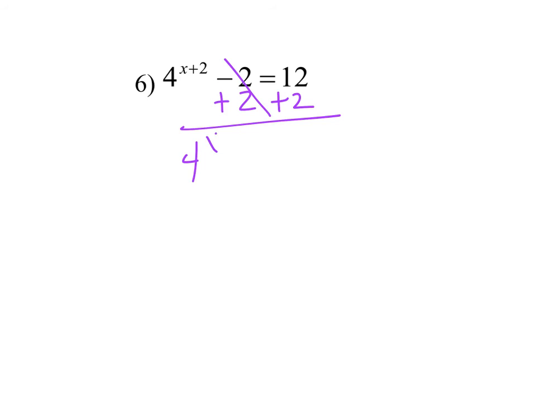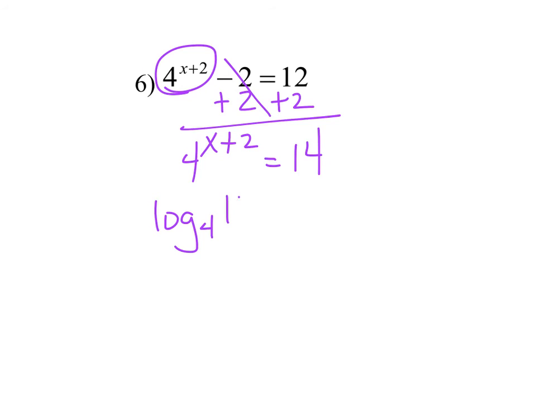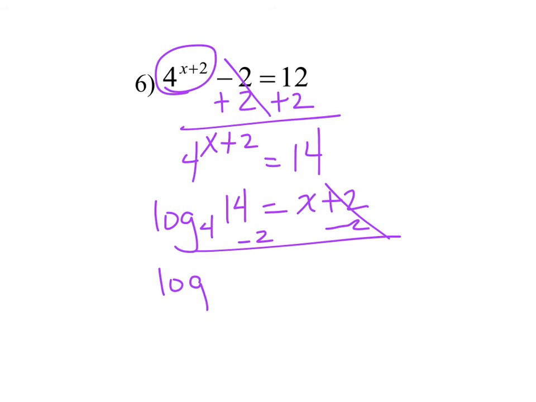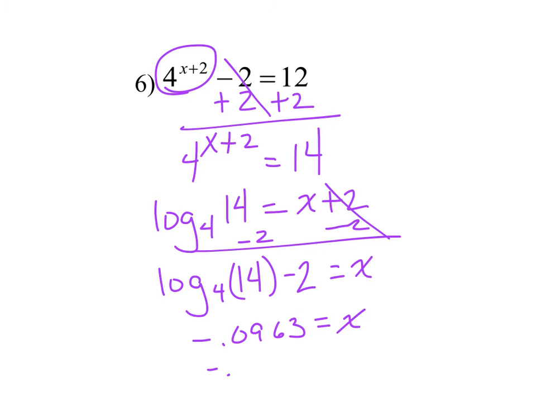All right, 4 to the x plus 2. So this is the power part, and we're isolating it by adding the 2. Now, log base 4 of 14 is equal to x plus 2. So then I'm going to subtract my 2. Alrighty, plug that all in the calculator, and you get negative 0.0963, and negative 0.1 would be to the nearest tenth.